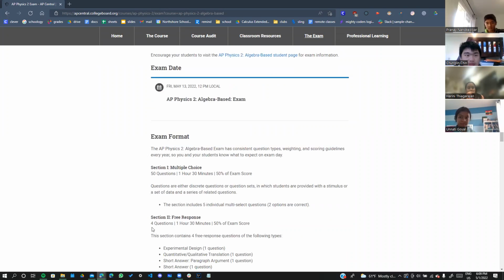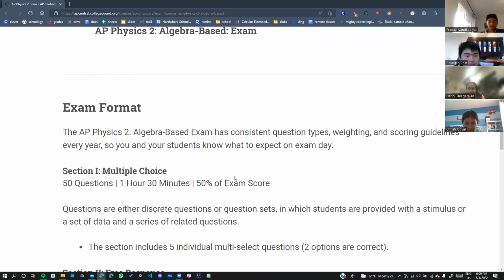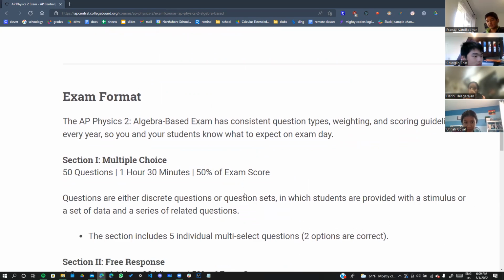But for Physics 2, for some apparent reason, they have 4 questions for the FRQ instead of 5. I don't know what the decision behind this is, but yeah, I'll take one less question in the same amount of time. I'll take that anyway. So here you have 50 questions in 90 minutes, and that's 50% of your exam score.